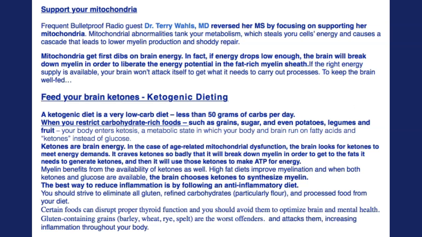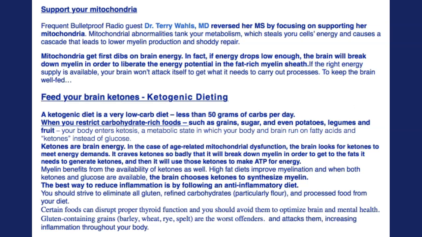Ketogenic diet. A ketogenic diet is a very low carb diet, less than 50 grams of carbs per day. When you restrict carbohydrate-rich foods such as grains, sugar, and even potatoes, legumes, and fruit, your body enters ketosis, a metabolic state in which your body and brain run on fatty acids and ketones instead of glucose. Ketones are brain energy.